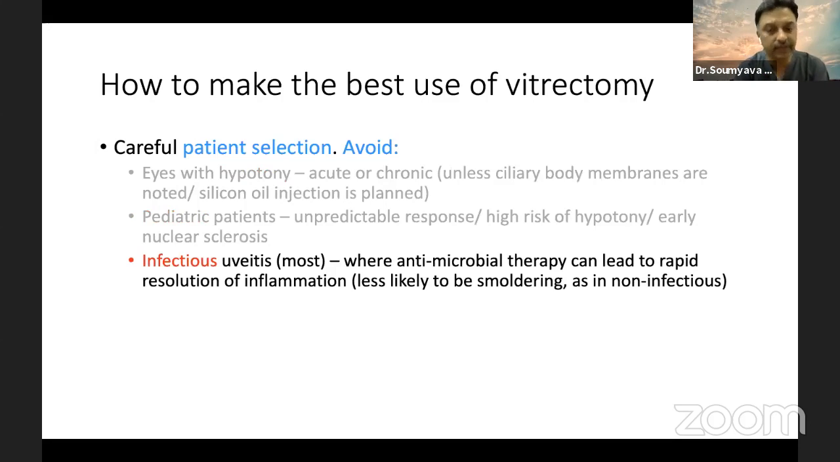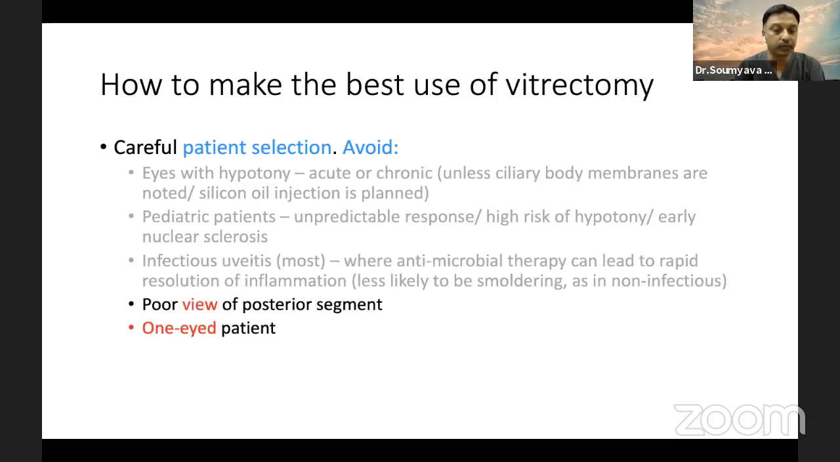Then in most infectious uveitis, where antimicrobial therapy can lead to rapid resolution of inflammation, unlike the smoldering kind of inflammation seen in most non-infectious uveitis, you won't like to do a vitrectomy, unless, of course, you want to do a diagnostic vitrectomy in these patients. And finally, if there's a poor view of the posterior segment, or if there's a one-eyed patient, it is always better to avoid vitrectomy in these patients.